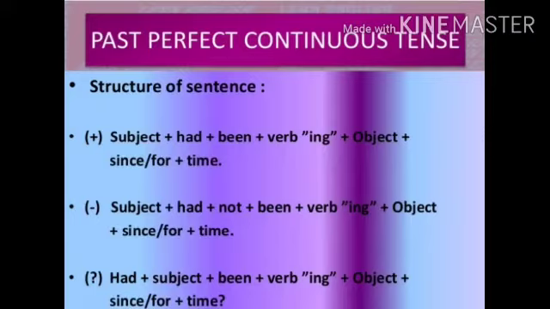As you can see here in the structure, we have to use subject, afterwards had, then we have to use been, and afterwards the verb's ing form, afterwards the object, and at last we have to use since or for plus time. As I told you previously, since is used for definite time and for is used for indefinite time. If you are having any confusion related to since or for, you can go through the previous module.